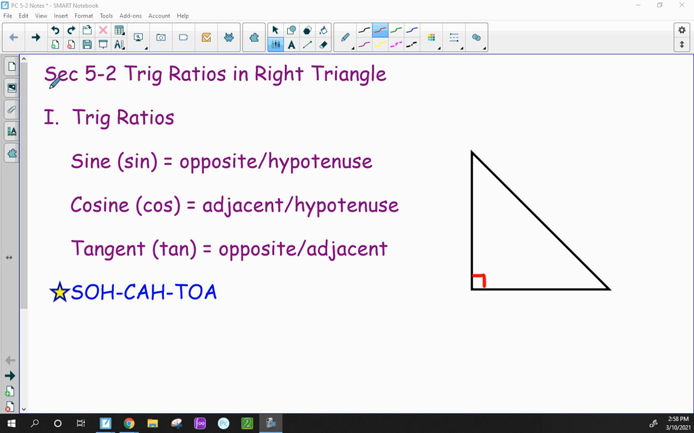Pre-Cal. Today's section is 5.2 in the textbook. It's on trig ratios and right triangles. You have had a little bit of experience with this in geometry. The three that I know you have seen before are sine, cosine, and tangent. Again, everything we do in this section deals with right triangles and right triangles alone.